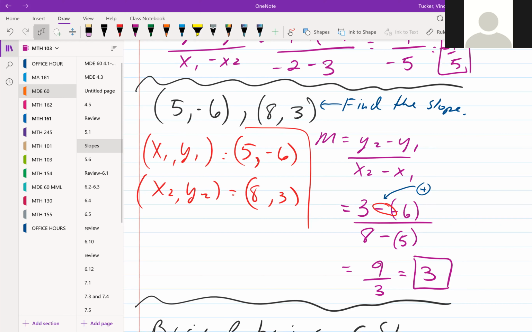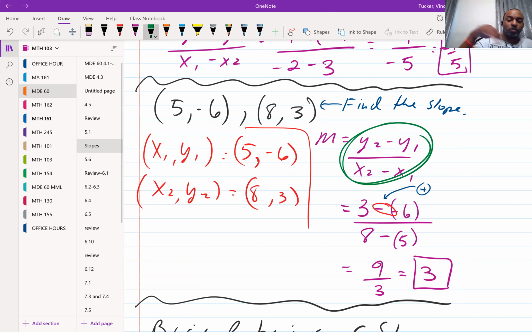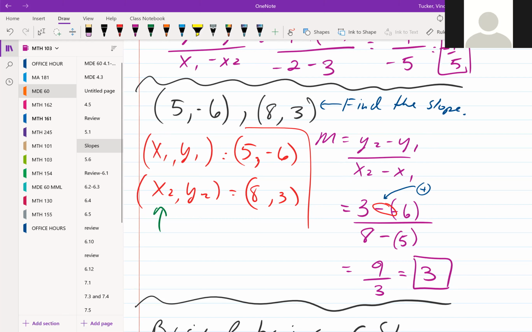The X is always first. The X is always the first number in the ordered pair. Yes. Now, in this formula, Y is on top, X is on bottom. But as far as your ordered pairs, X is always first, Y is always second. The formula is always consistent, and ordered pairs are always consistent too. They always list the X axis first.